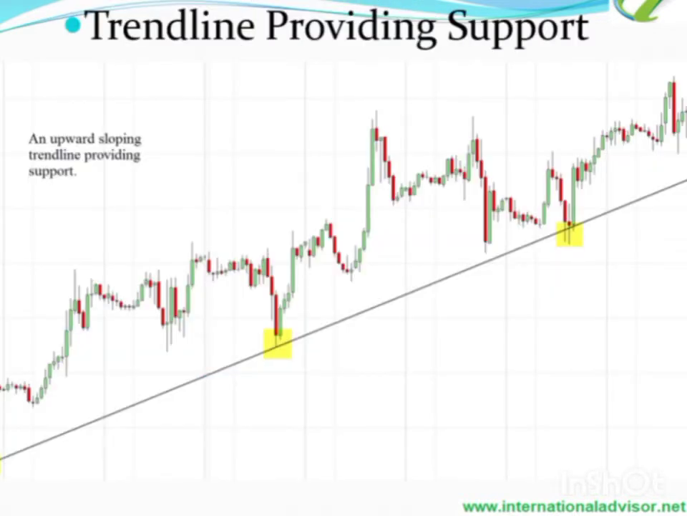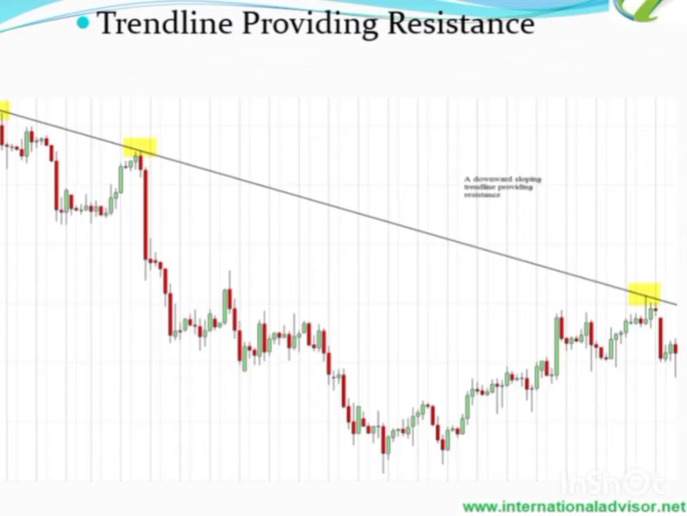This is very common, and every trader with the basic information can obviously see this is an upward trend, and we'll discuss the details. Likewise, this is the downward sloping trend line providing resistance.